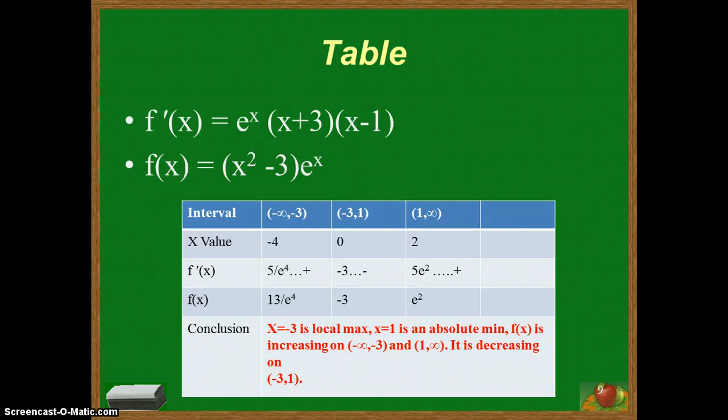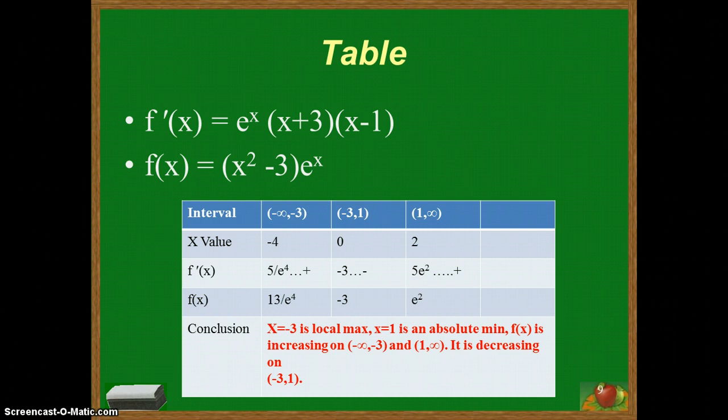Okay, I've recopied my original function and my first derivative here, and I have a table set up over the endpoints of the domain and the critical numbers. So I have 3 intervals to test in. I pick these x test values randomly: -4, 0, and 2. Then I evaluate the derivative. I get 5 over e to the 4th, which is definitely a positive number. I get -3, which is a negative number. And I get 5e squared, which is definitely a positive number.